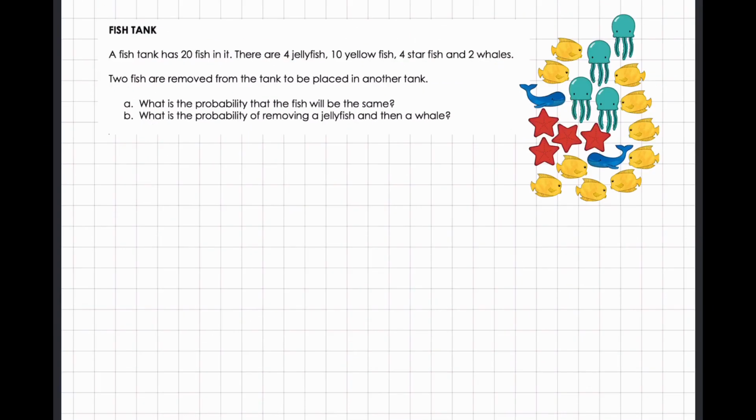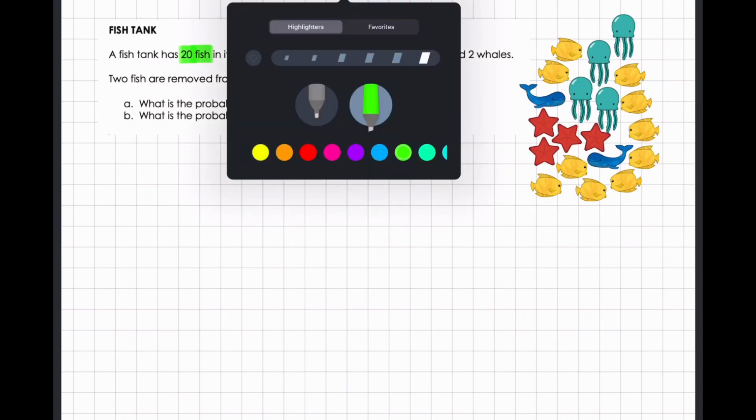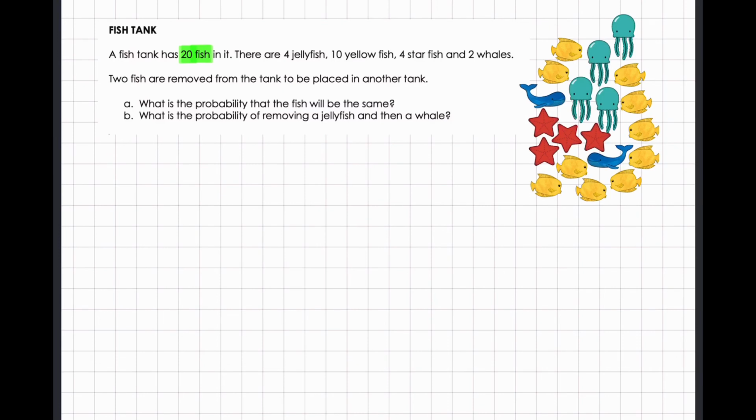A fish tank has 20 fish in it. All right, so now I have 20 fish in my fish tank. There are 4 jellyfish, 10 yellowfish, 4 starfish, and 2 whales in this tank. 2 fish are removed from the tank to be placed in another tank. So if they are being removed from the one tank and being placed in another tank, then that means that they are not being replaced in the same tank that they were removed from.